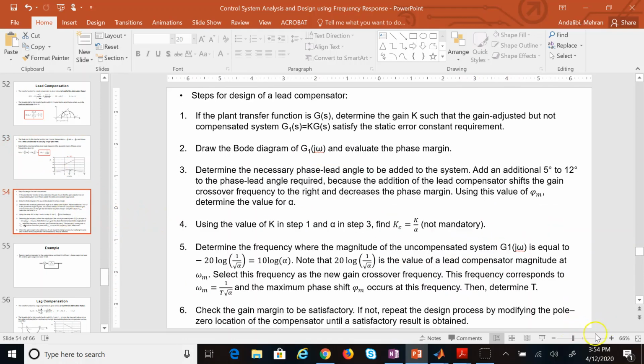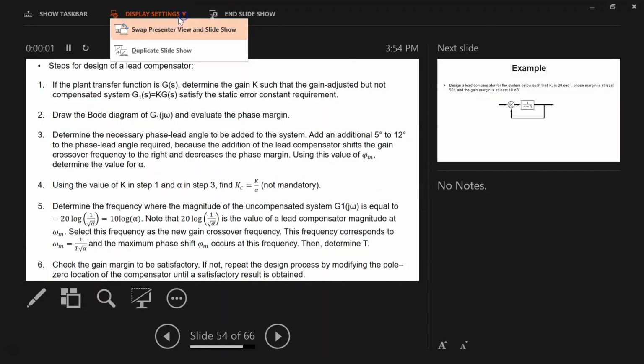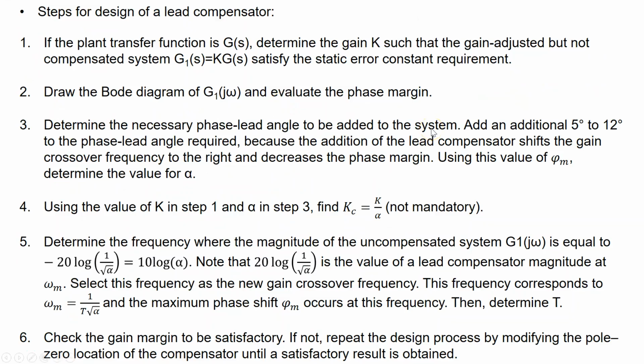And you can easily show that at this frequency, the magnitude of the compensator alone is equal to 20 log of 1 over square root alpha. This is the magnitude of the compensator for arbitrary alpha. So now I look into the Bode plot of G1 of j omega and look for a point at which its magnitude is negative 20 log of 1 over square root alpha.